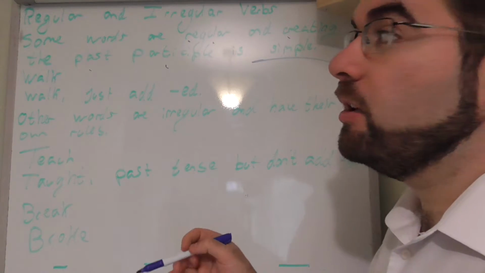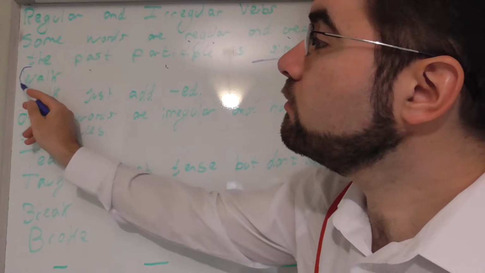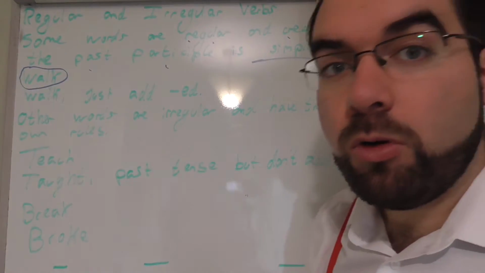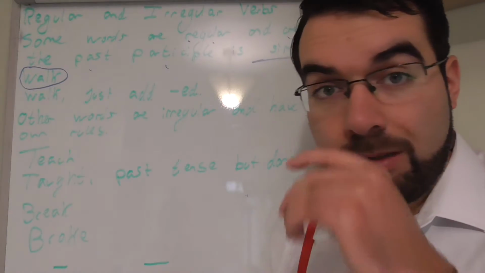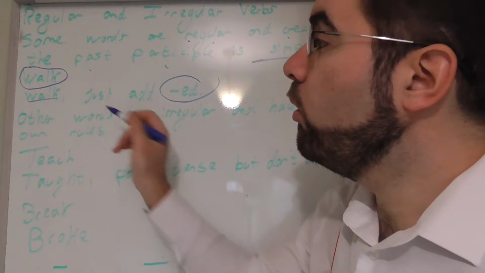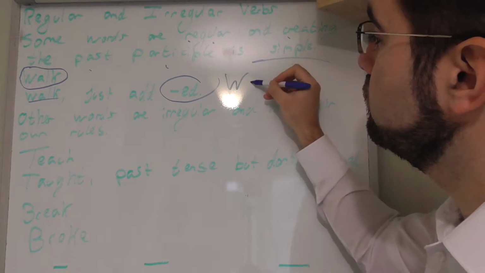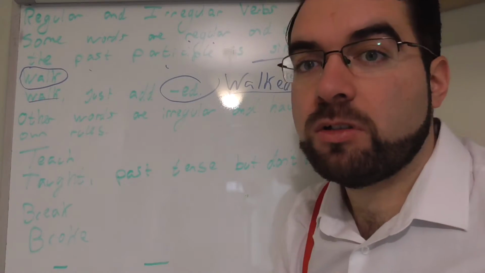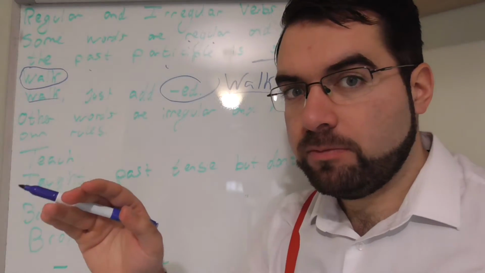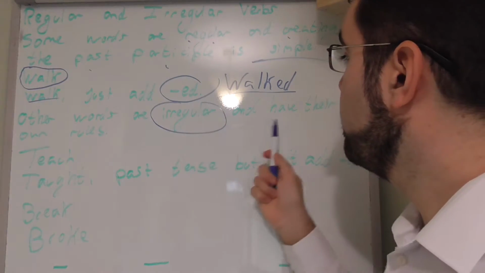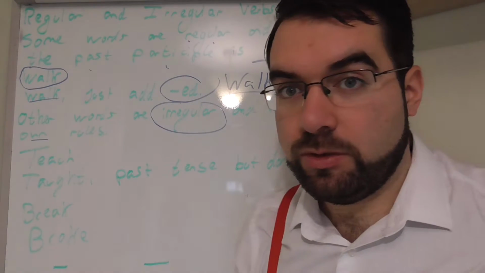So, let's take walk. Walk. Okay, but the past tense, we just add ed. Walked. Very straightforward. Nice. But other words are irregular and have their own rules.